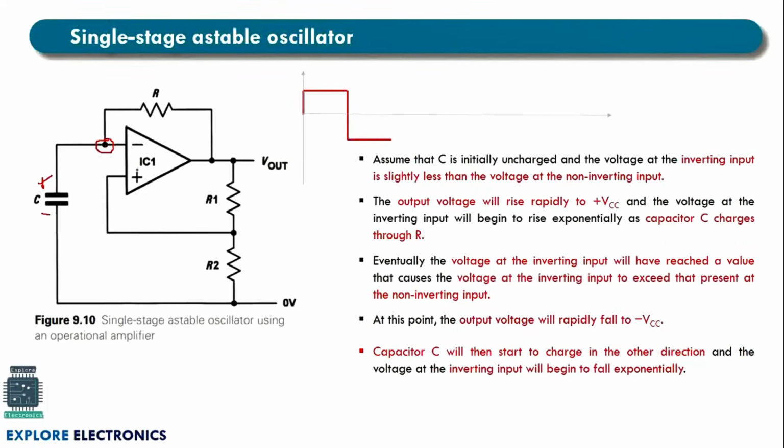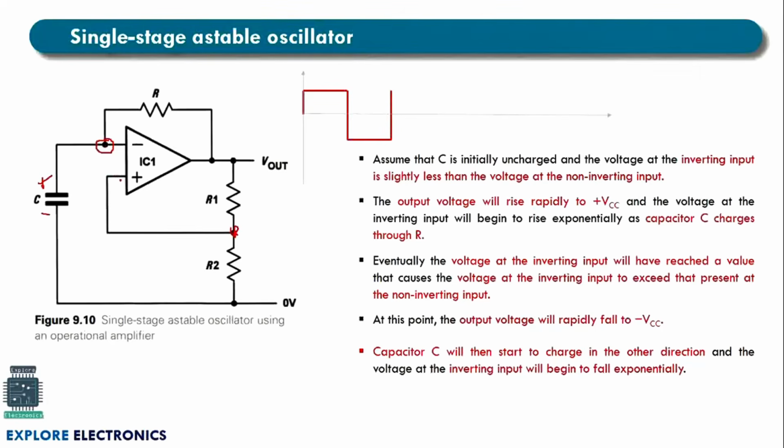Now if we compare, the output is also minus VCC, and it will take a path to discharge, and the voltage divider output, which is available at the non-inverting terminal, is greater compared to the inverting terminal now. Why? Because the capacitor is discharged. That's why, as compared to the inverting terminal, the non-inverting terminal will have more potential. Again, the voltage rises to plus VCC.